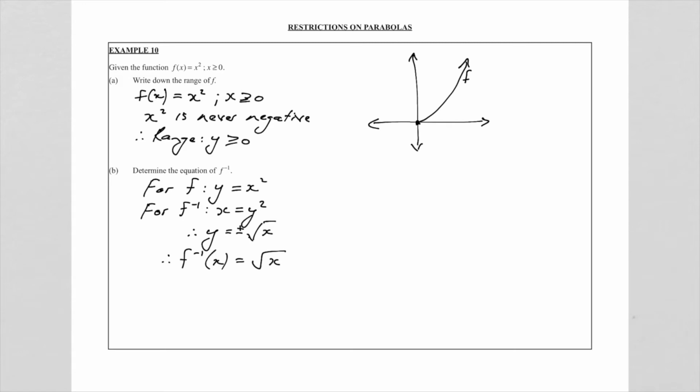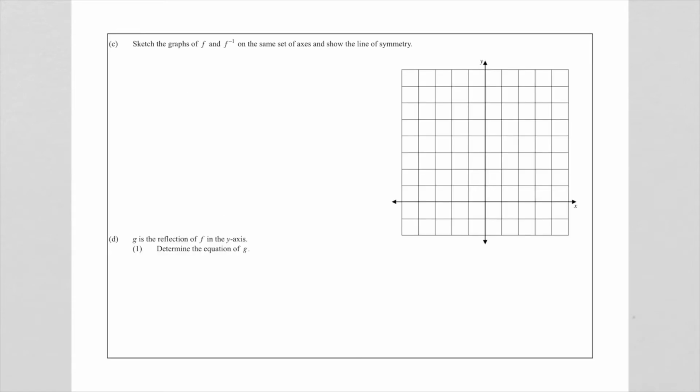So let's now look at C. In C, they say that they want us to sketch the graphs of f as well as the inverse of f on the same set of axes and show the line of symmetry. Now, we've done a few of them, so let's just do it now for these restricted parabola. And we're going to say f(x) is equal to x squared.